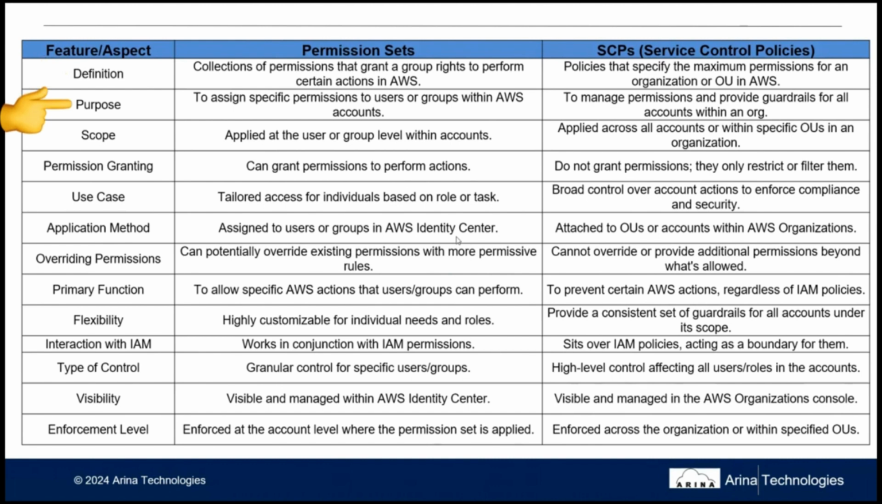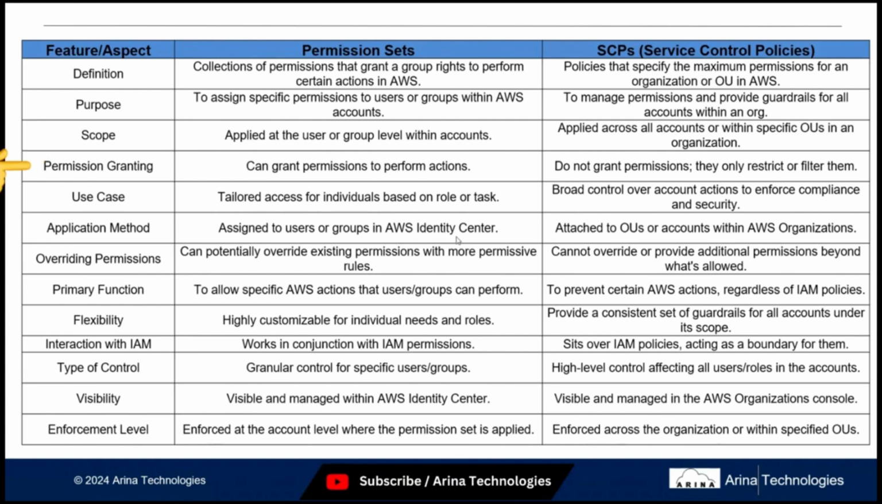What is the purpose? The purpose of a permission set is to assign specific permissions to a user or group, as I said. And for SCP, it is to attach it to a particular organizational unit. What is the scope? The scope is the same. For a permission set, you can attach it to the user group. A service control policy is attached to the organizational unit.